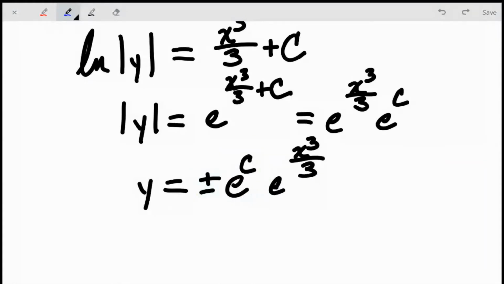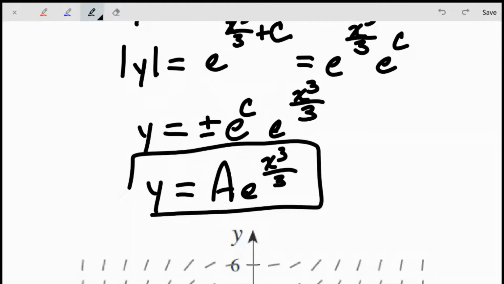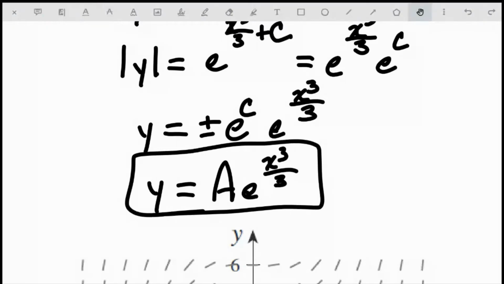So what we're going to do is replace that sort of messy arbitrary constant with a simplified arbitrary constant. And I'm going to say y is equal to, and typically we use a, e to the x cubed over 3. And that would be my general solution. And if you want to, you can say a is equal to plus or minus e to the c. You don't really need to state that. That's understood based on the substitution that we did there. Okay, so that's the main idea.